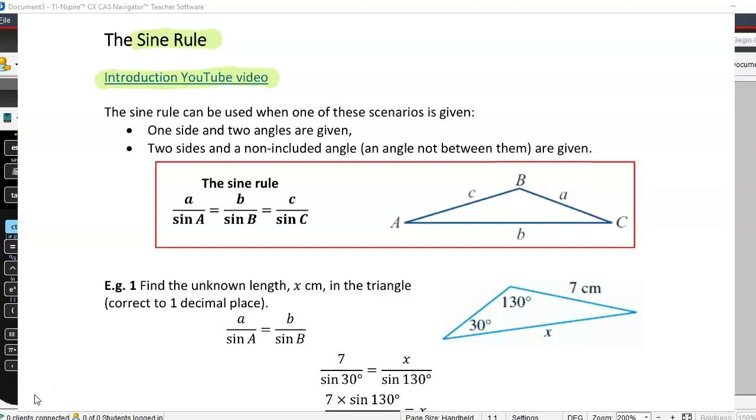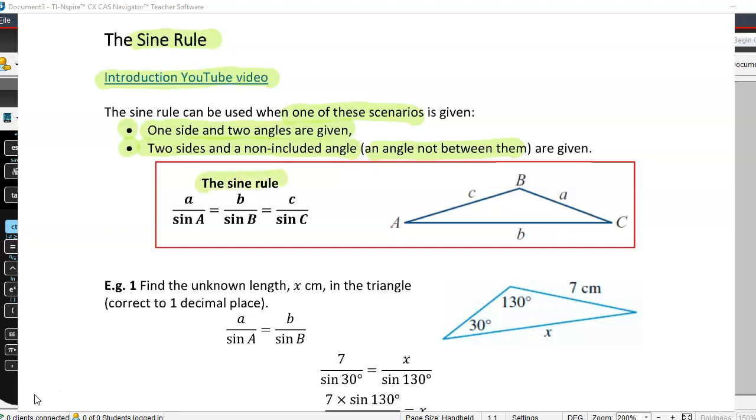So when can we use the sine rule? When either one of these scenarios is given. So we get given a triangle and we get given some things, some knowns and some unknowns. So if we know one side and two angles, we can use the sine rule. If we know two sides and a non-included angle, that is the angle that's not between them. If either of these scenarios are presented to us, we can use the sine rule. In other situations, we have to use some of the other rules that we'll get into slowly through this chapter.